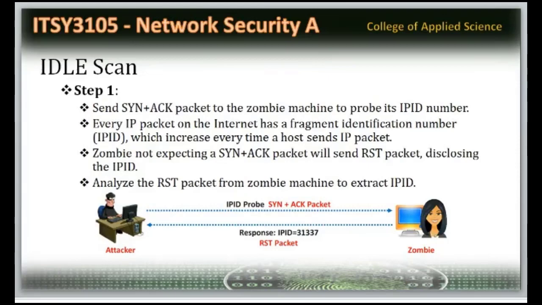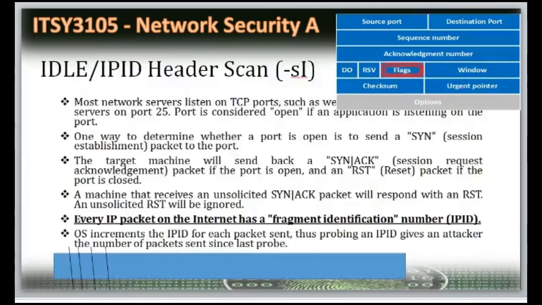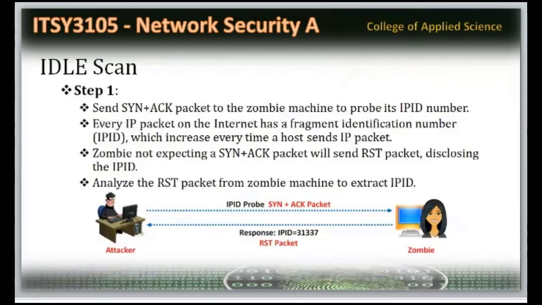Then the next one, we have an example for idle or IPID header scanning. We are going to follow some steps. Now you can see the diagram. There are three or four steps available. First, step number 1. I am the attacker, and the attacker wants to do an IPID probe. That means I want to find the IPID of this machine.